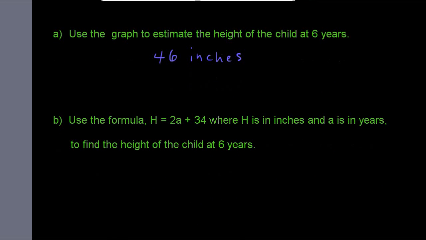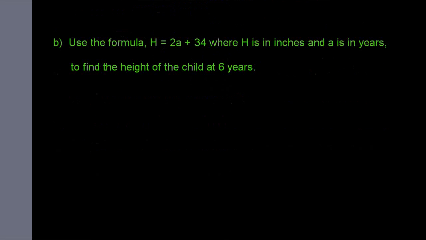The next problem, part B, says to use the formula. And formula, what's a formula? It's an equation that has more than one variable in it. And notice in this case we have two variables, h and a. h equals 2a plus 34, where h is in inches and a is in years. We want to find the height of the child at 6 years. So this formula is modeling the height of the child over various years, and in this case we want to find the height of the child at 6 years.